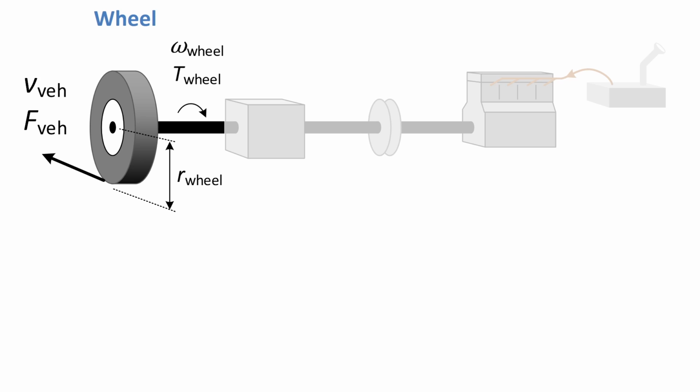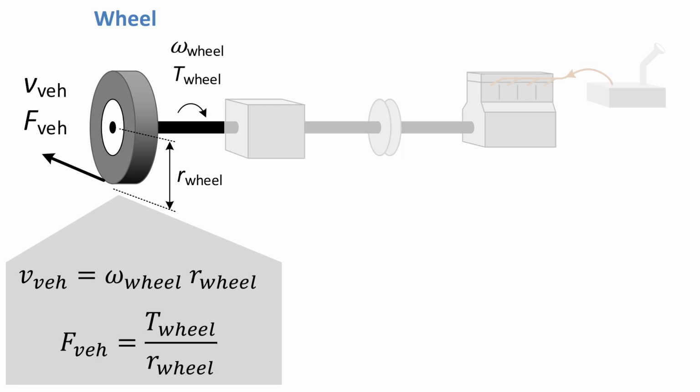The final part in our transmission model is the wheel, which converts a rotating movement to a linear movement. The model of the wheel is similar to a gear model, only that gear ratio is replaced by 1 divided by the wheel radius. This is the model of the wheel.